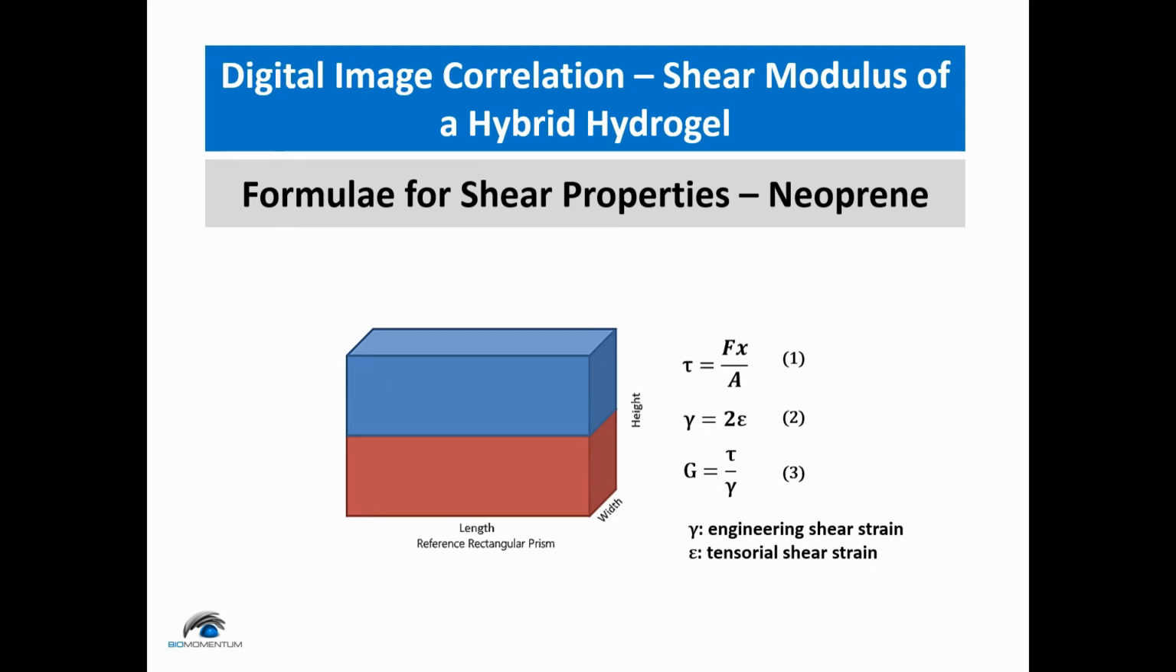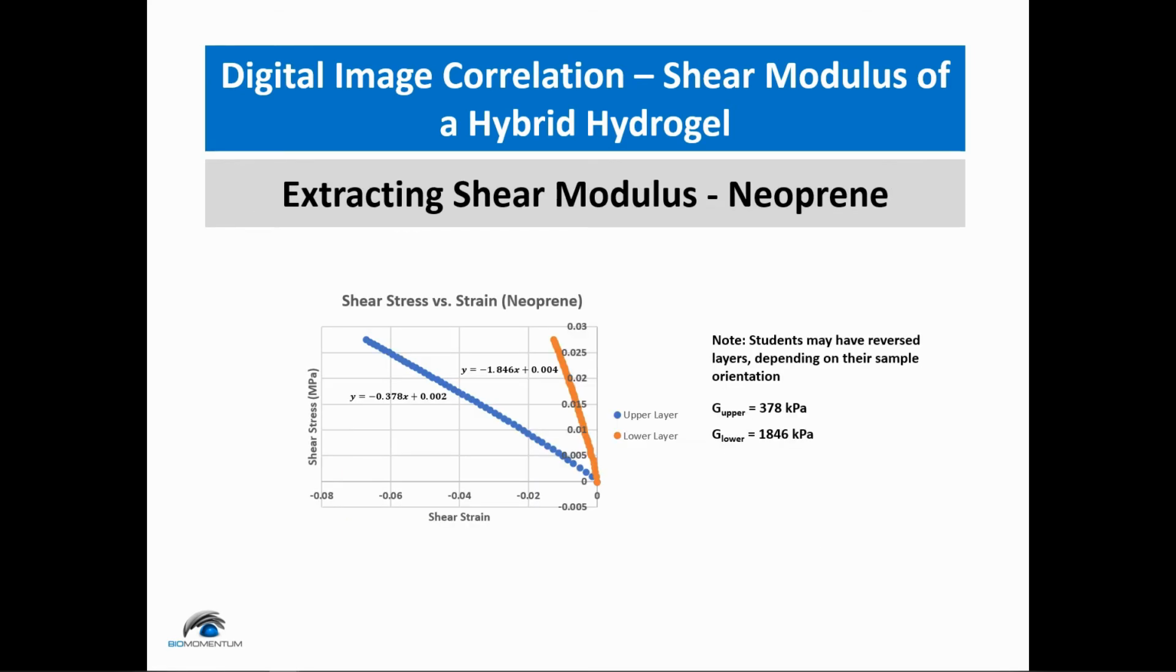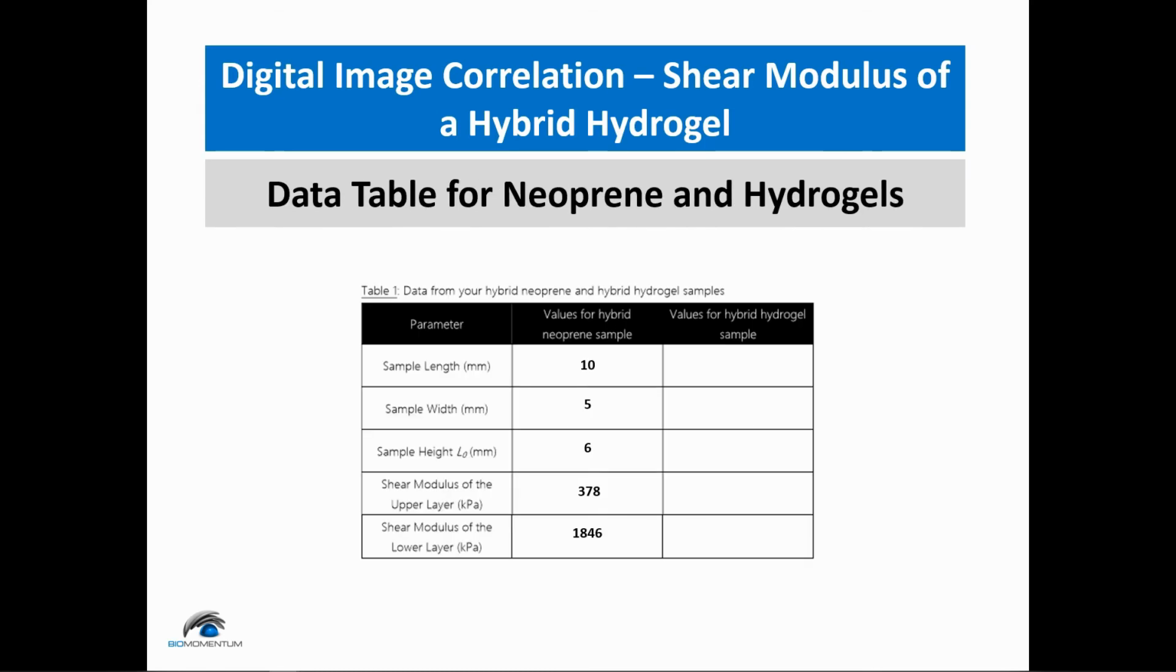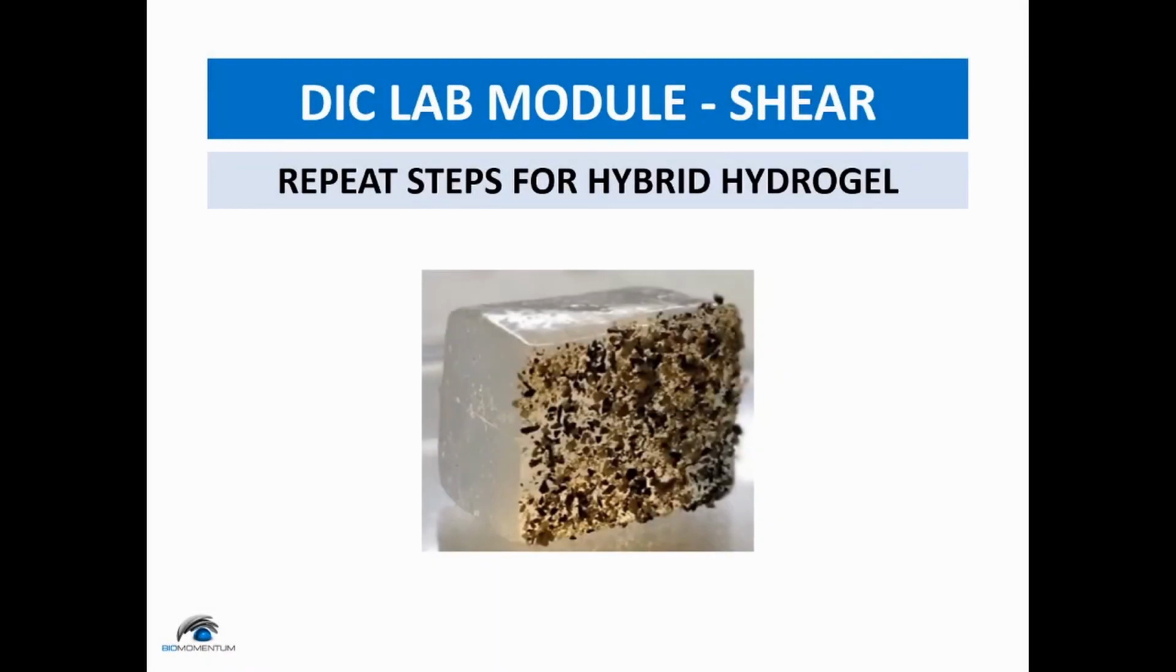The shear modulus is defined as the ratio of the shear stress over the shear strain. Plot the shear stress strain diagram for each layer and extract the slope at its linear portion to get the shear modulus. Report the shear modulus of each layer in Table 1. Repeat all steps for the second sample, in this case the hybrid hydrogel.